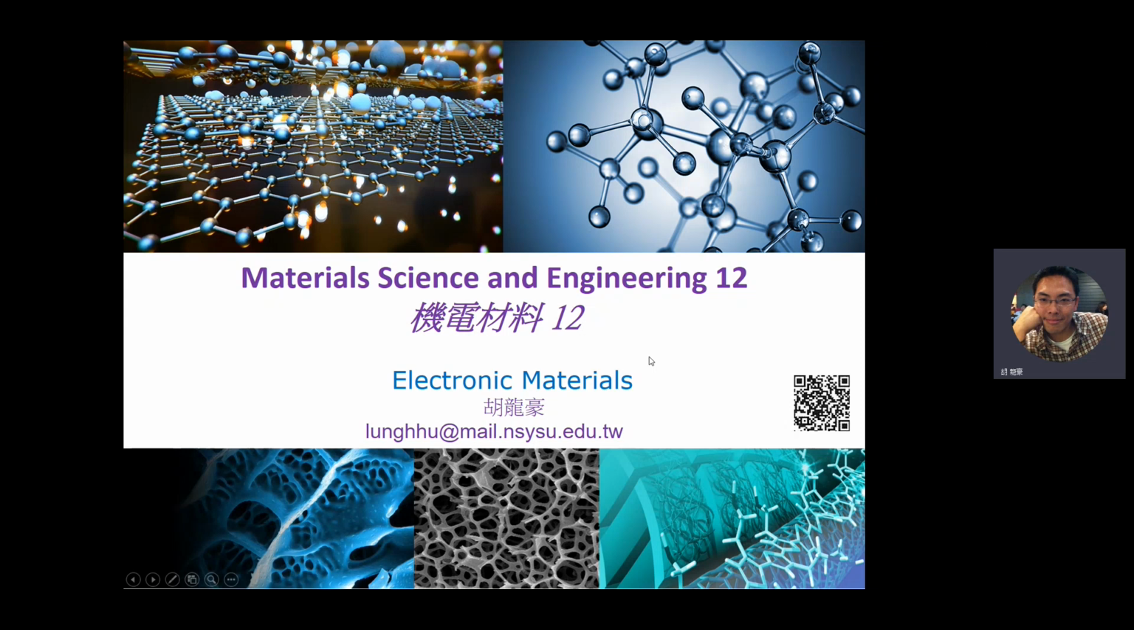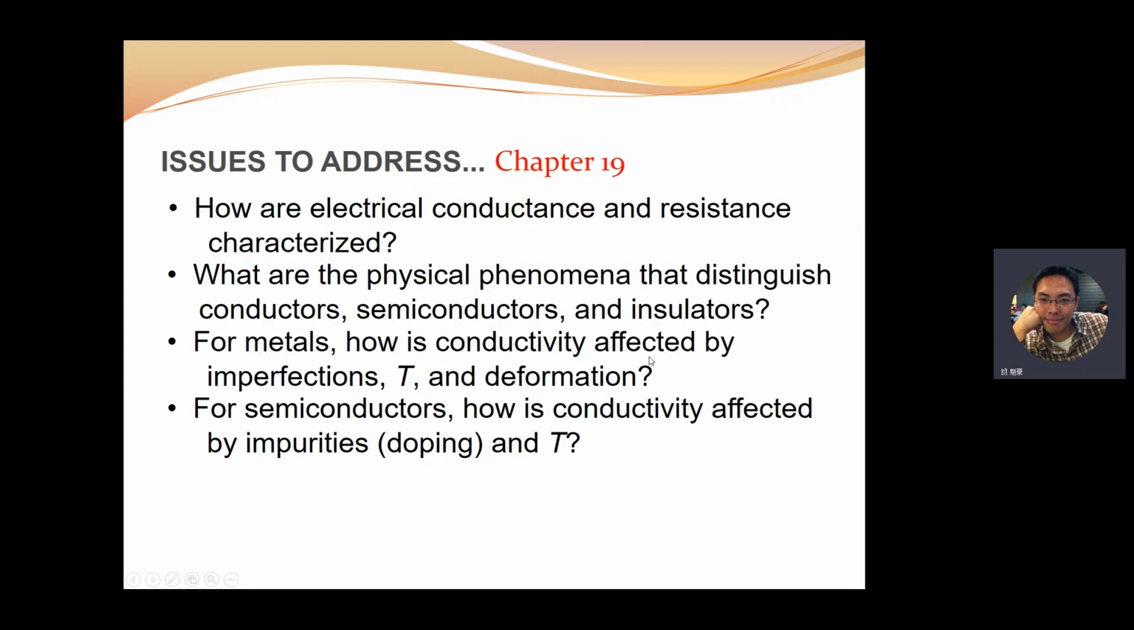Okay, and today's course we focus on the electrical properties of a material. So the issues we have to address in this chapter are the issues we have to realize for the electrical properties of materials. How are electrical conductance and resistance defined? What are the physical phenomena that distinguish conductors, semiconductors, and insulators? For metals, how is the conductivity affected by imperfections, temperature, and deformation? And for semiconductors, how is conductivity affected by impurities, doping, and temperature?